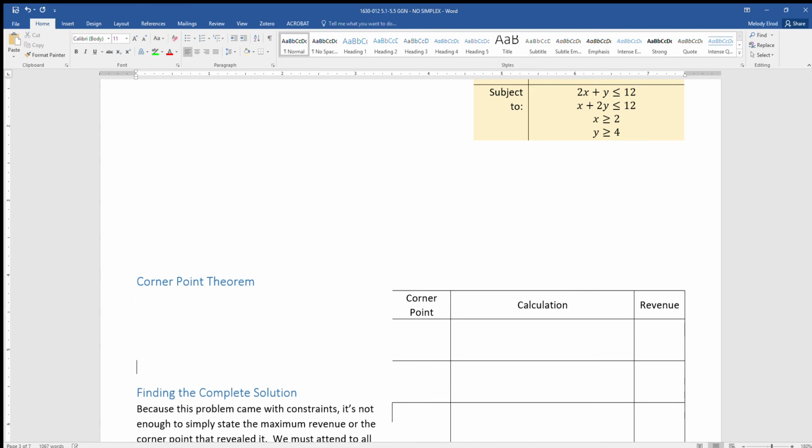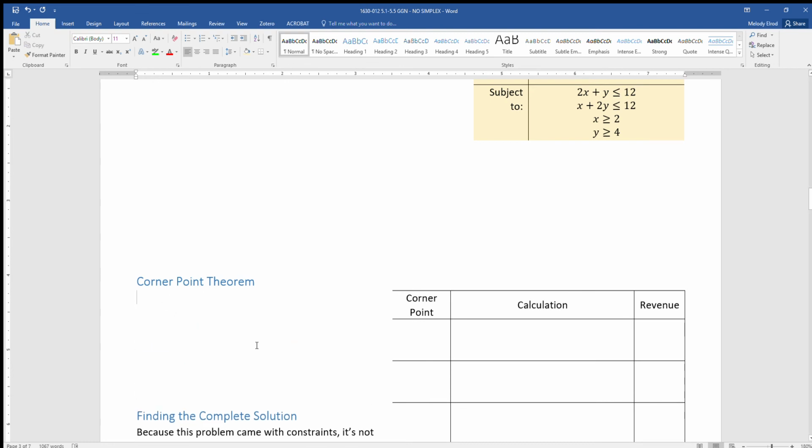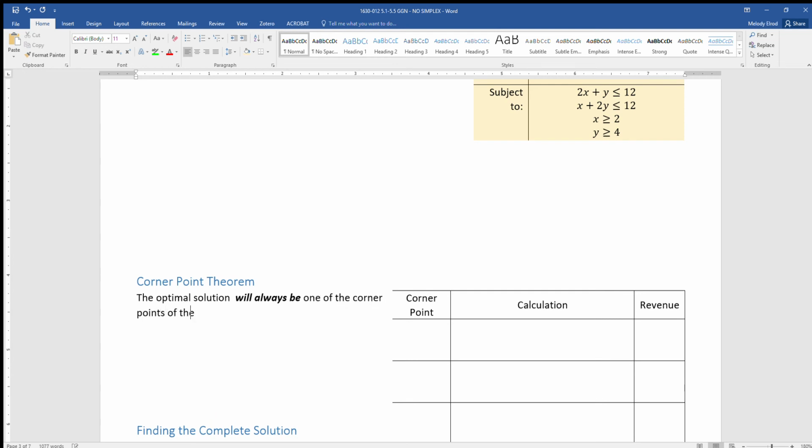So we're going to talk about the corner point theorem. The corner point theorem tells us that the optimal solution will always be one of the corner points of the feasible region.